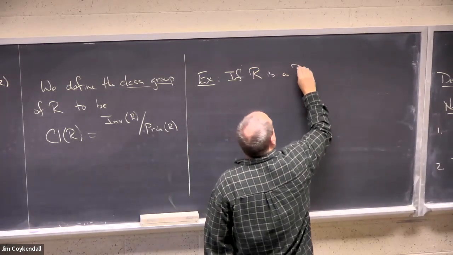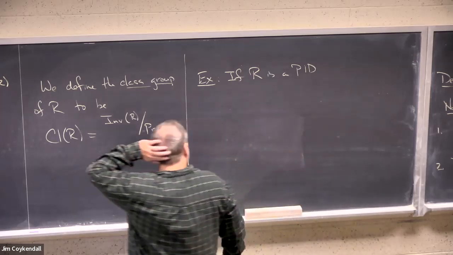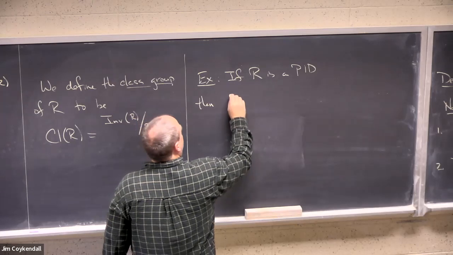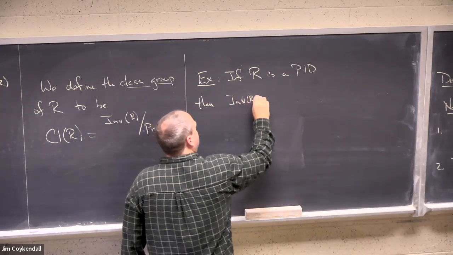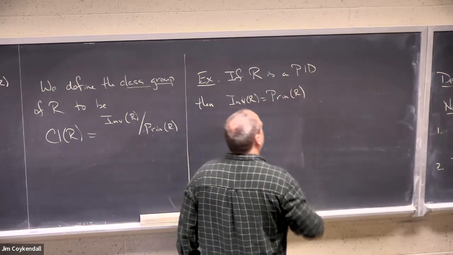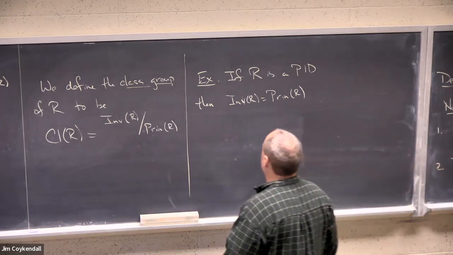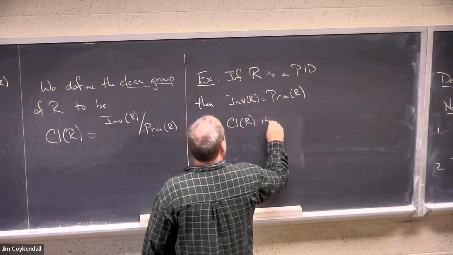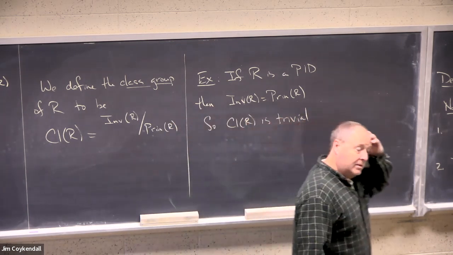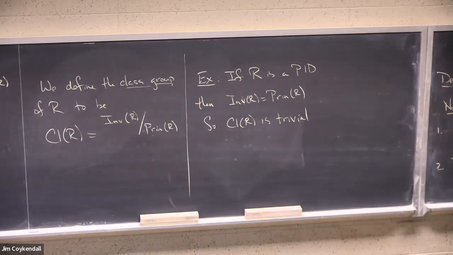So for example, if R is a principal ideal domain, we proved this last time that every invertible ideal is in fact principal. So the class group is trivial, right? It's only the identity ideal class. And so one sometimes makes the argument that the class group, for certain types of domains anyway, measures how far away R is from being a principal ideal domain. The bigger the class group, the further away you are from having every invertible ideal being principal.